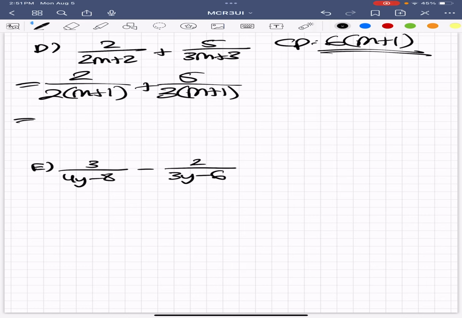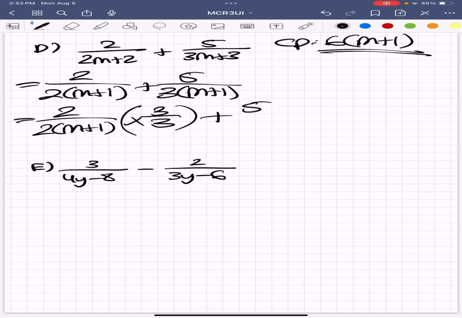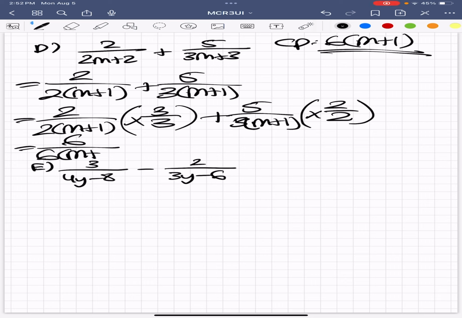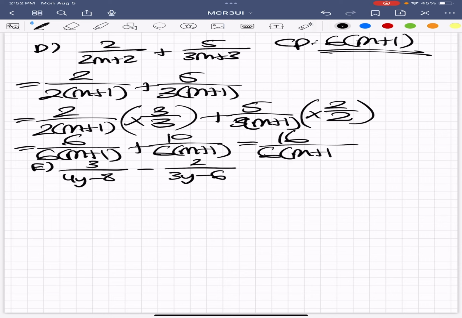So we are going to multiply each piece by the correct conjugate. 3 over 3 plus 5 over 3 times m plus 1 times 2 over 2, 6 over 6 times m plus 1 plus 10 over 6 times m plus 1 equals 16 over 6 times m plus 1. m cannot equal negative 1, we have m plus 1 cannot equal 0, so m cannot equal negative 1.